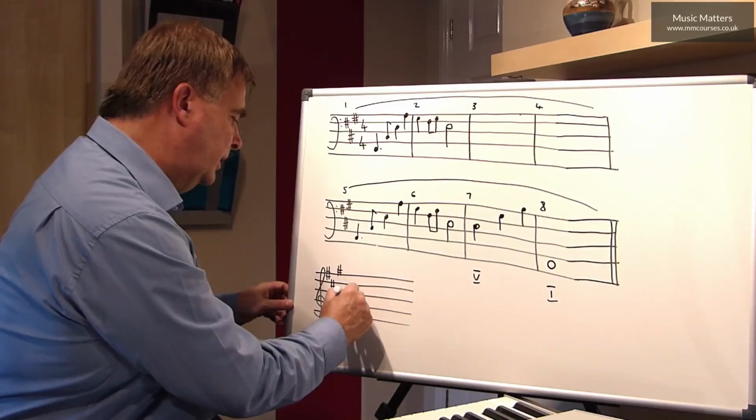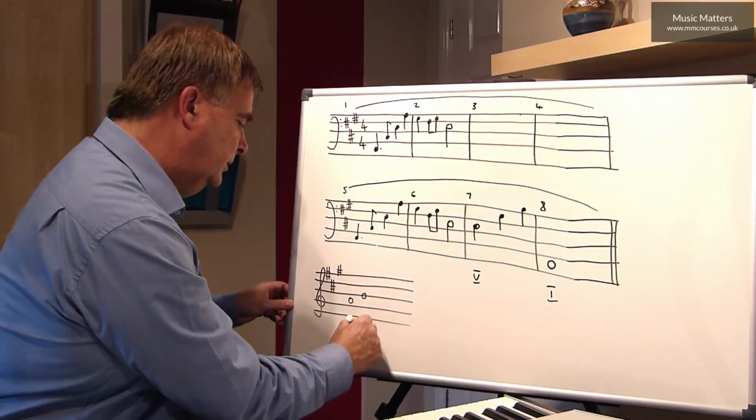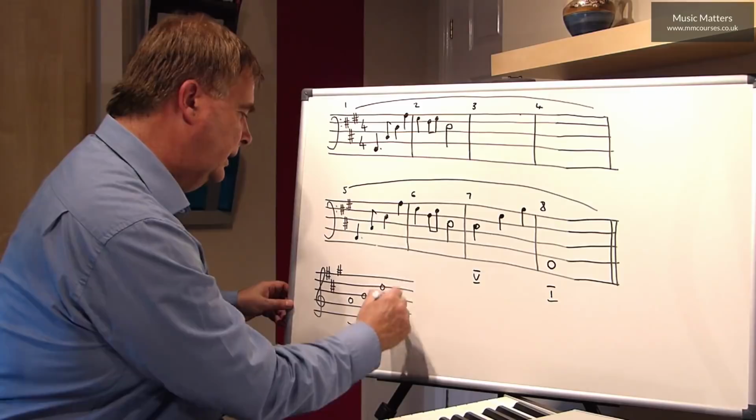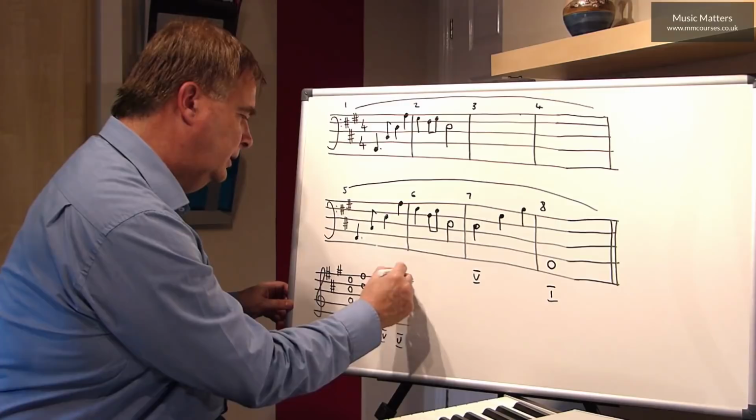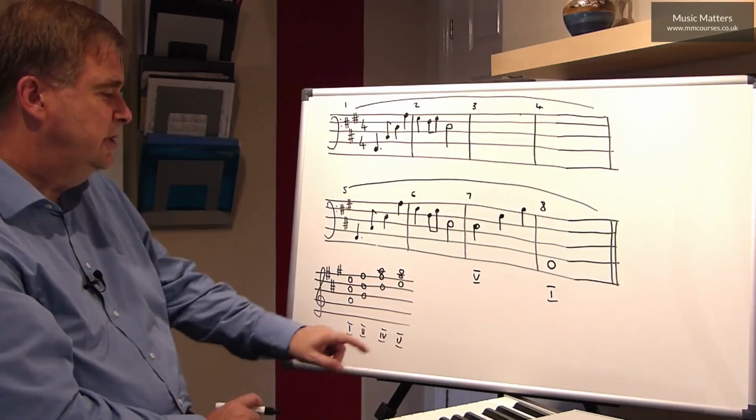Remember, we need to know about chord 1, chord 2 possibly, chord 4, and chord 5. So if we just put the triads together, there's 1, there's 2, there's 4, and there's 5. It just helps us to spot the notes, doesn't it? So you see, chord 5 is E, G sharp, B.